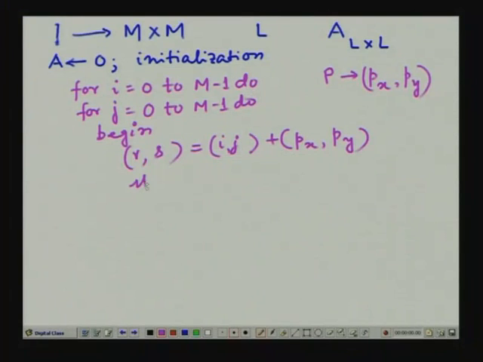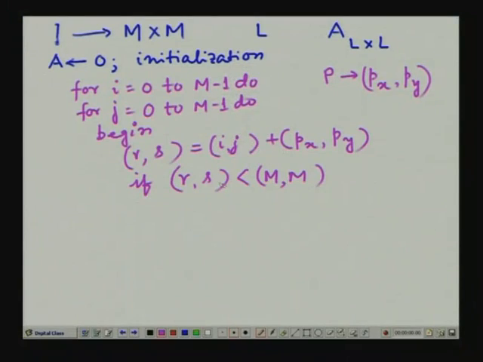So, I have to check if this vector RS is less than M, then only this RS position is within our image, because our image is of dimension capital M by capital M, which are indexed from 0 to capital M minus 1 and 0 to capital M minus 1. So, if this condition is satisfied, that means the RS point remains in our image. Then what I see is what is the intensity value at location ij and what is the intensity value at location RS.